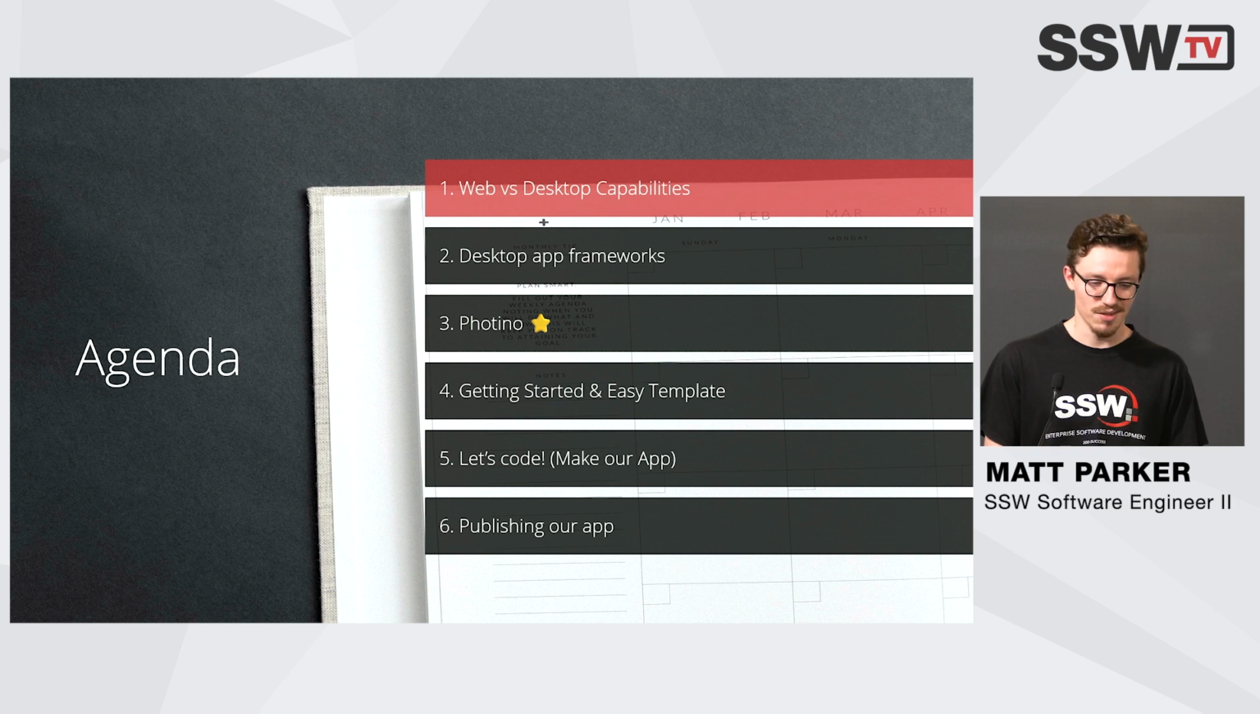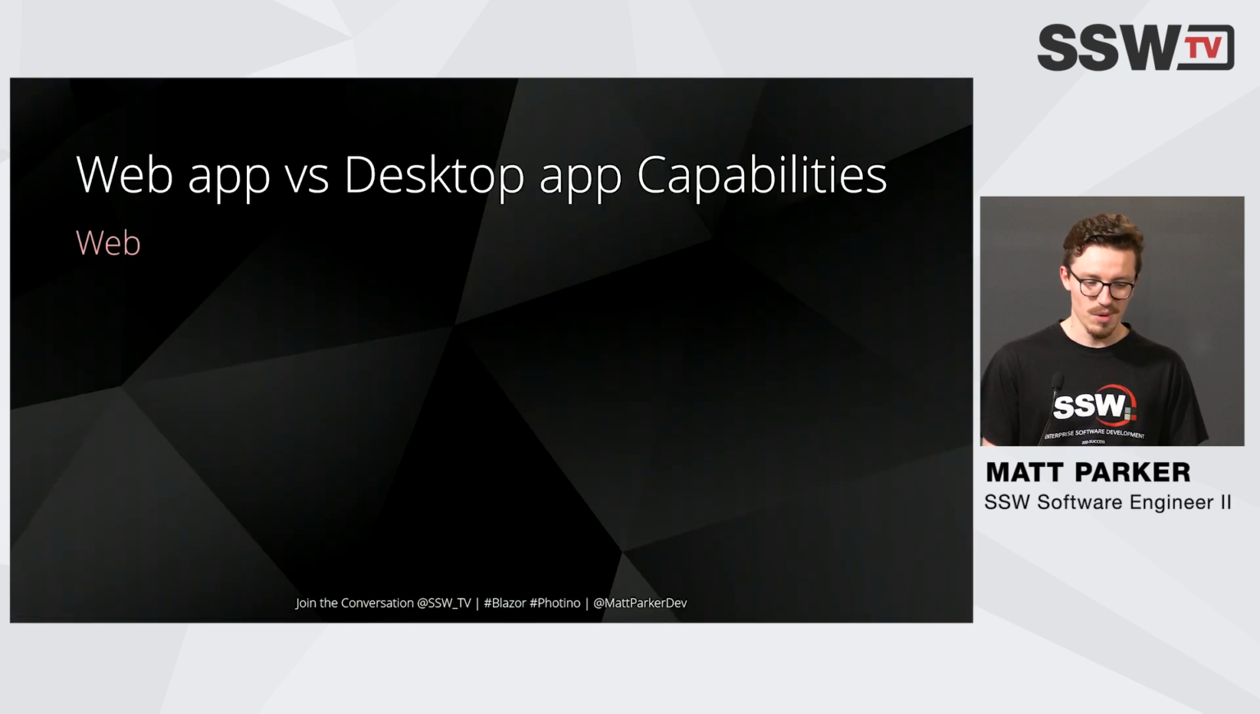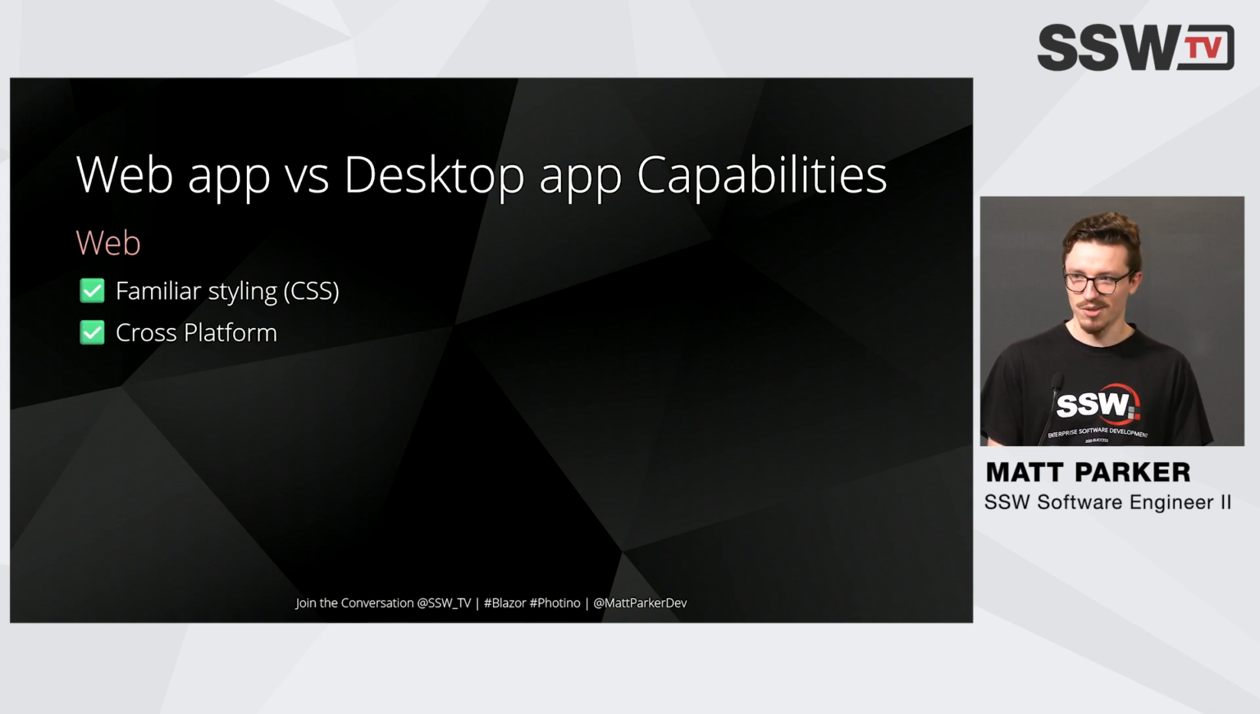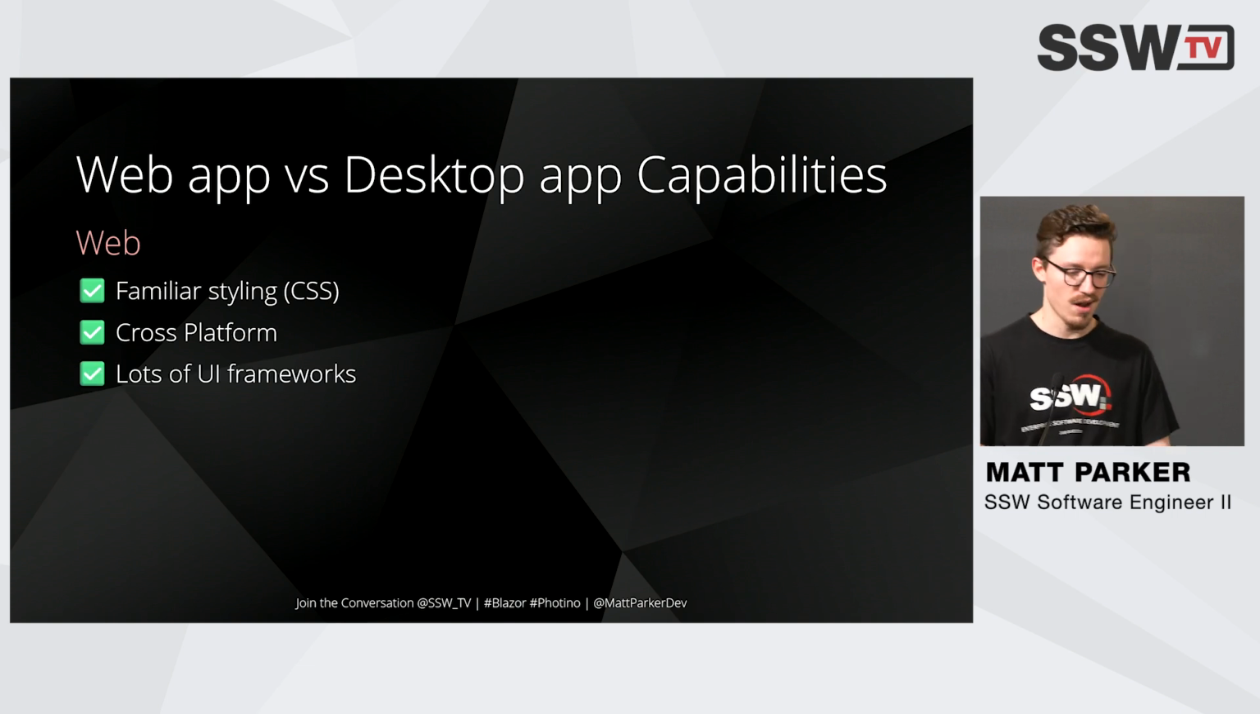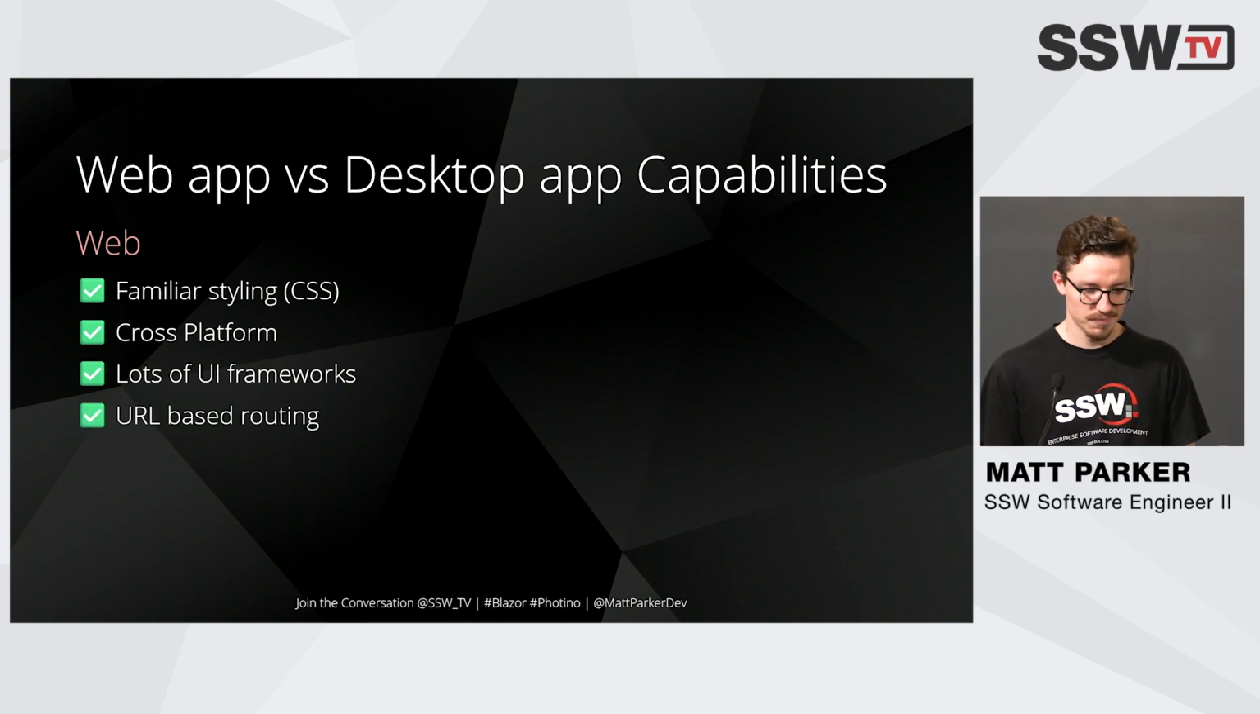Awesome, so let's jump right into the first section. So web versus desktop app capabilities. So with building an application on the web, you get familiar styling with CSS. Most developers are very familiar with CSS. It's very powerful and somewhat easy to use. It's cross-platform, obviously. There's a browser on every operating system. There's lots of UI frameworks, so you have a lot of variety and a lot of documentation on the internet.